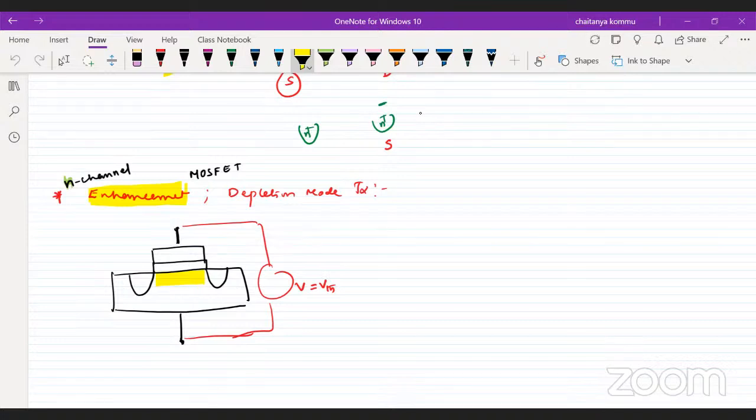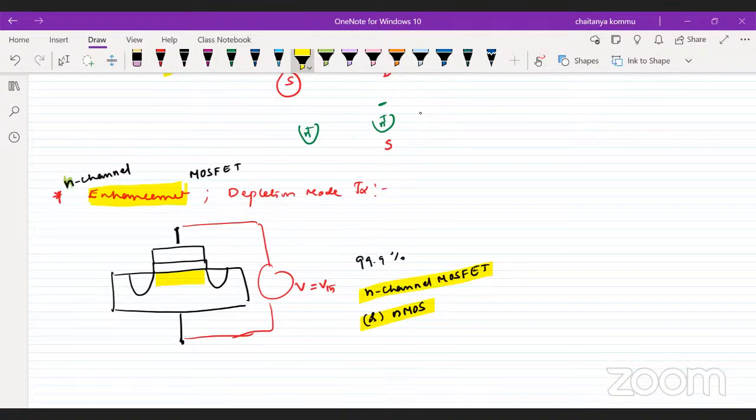In 99.99% of cases, we use enhancement MOSFETs only. Therefore, we don't call it an enhancement mode type of transistor all the time. Instead, we say N-channel MOSFET, or simply people call it N-MOSFET. Simply we can call it NMOS. Either name is possible, because it is an N-channel enhancement MOSFET transistor.